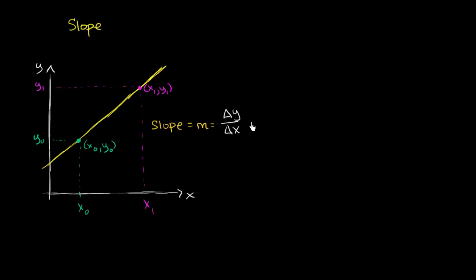So let's think about what this is going to be for this example right over here. Well, let's think about change in x first. So we are moving from x naught to x1. So this is our change in x right over here. We're starting at x naught and going to x1. That is our change in x. I'll put that in that pink color.